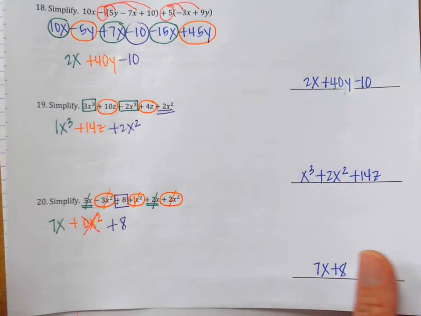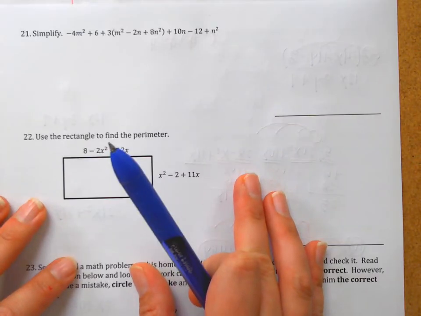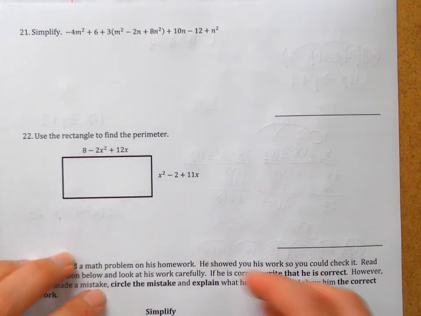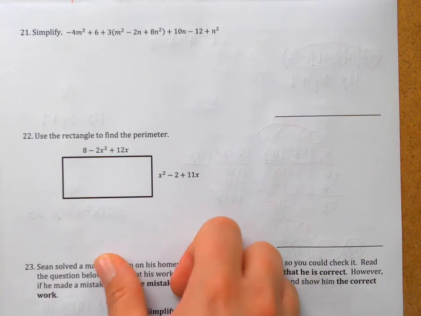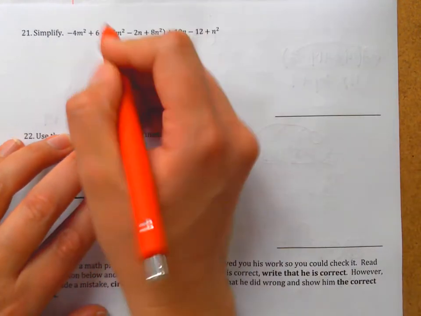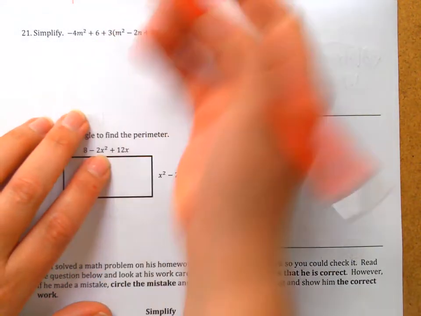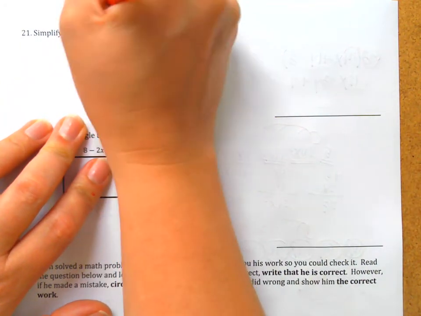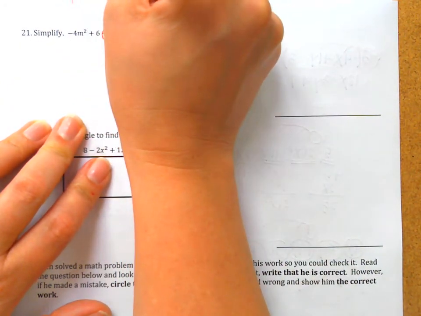Okay, so last part is back page. We have one more combining like terms problem. Looks like a doozy. So first thing we're going to do is distribute. That means we look to see what number is in front of the parentheses, and it's a positive 3. That 3 is going to go to the m squared, 2n, 8n squared.